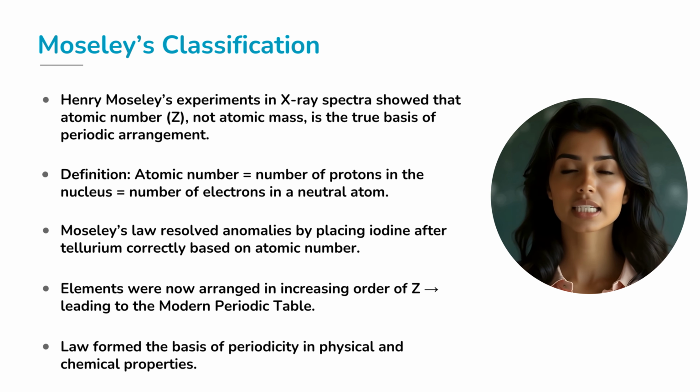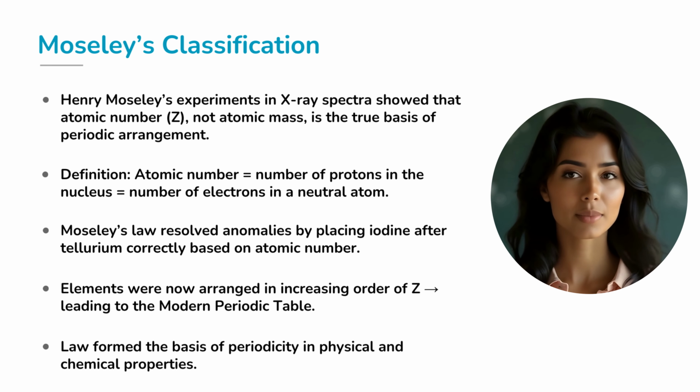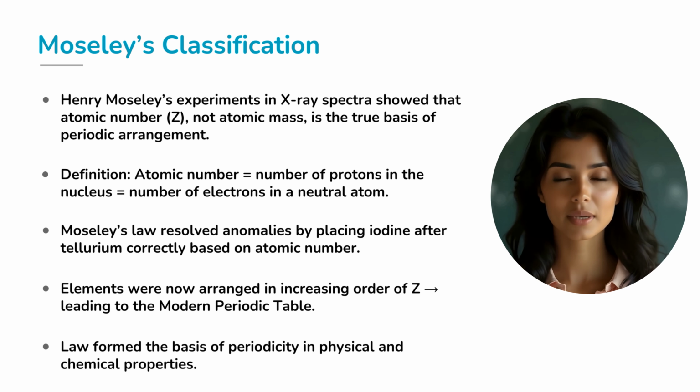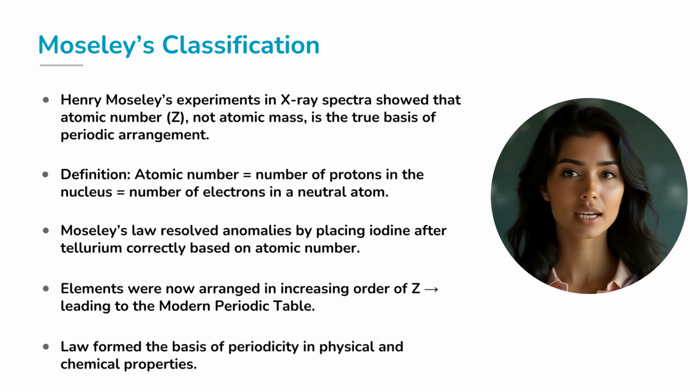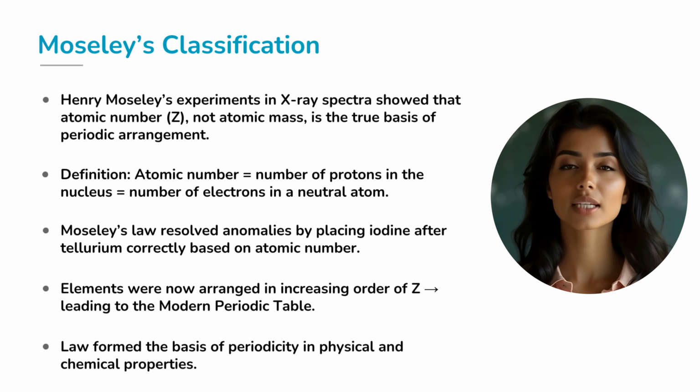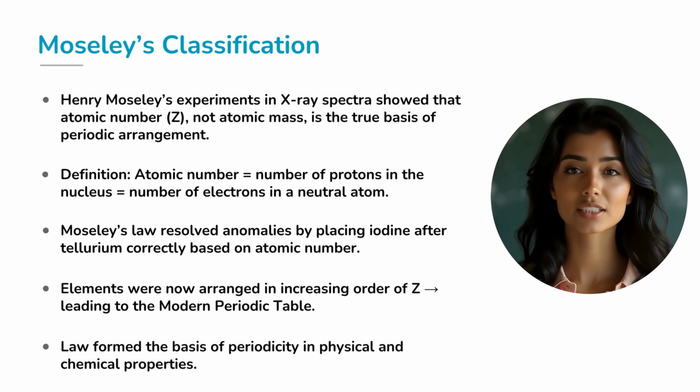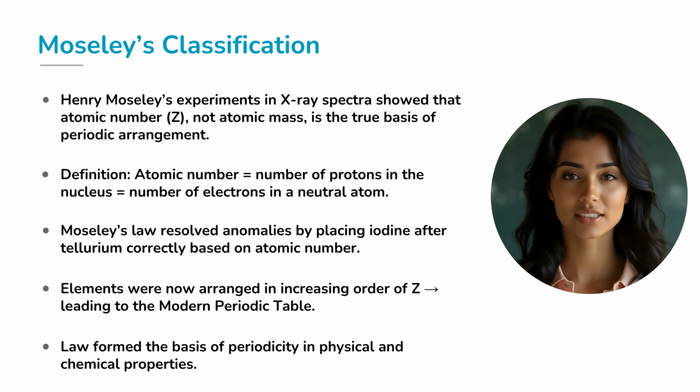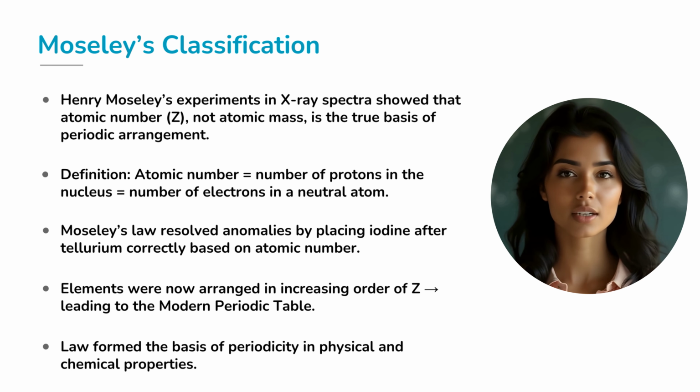In 1913, Henry Moseley performed experiments with X-ray spectra of elements and discovered something groundbreaking. He proved that the true fundamental property of an element is not its atomic mass but its atomic number. That's the number of protons in the nucleus, or equivalently, the number of electrons in a neutral atom. With this shift, all the confusion vanished.